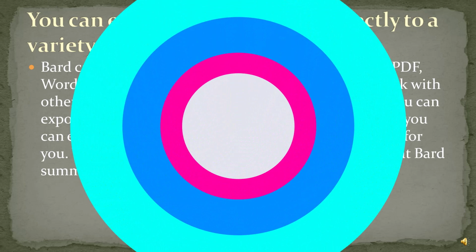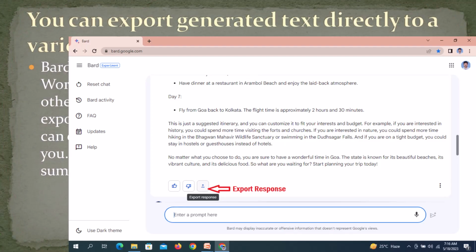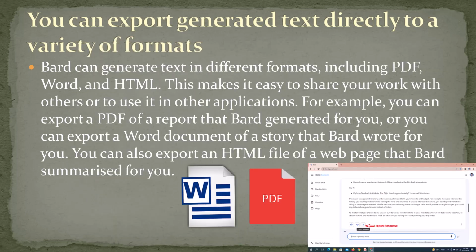Another feature is that you can export generated text directly to a variety of formats. Bard can generate text in different formats including PDF, Word and HTML. This makes it easy to share your work with others or to use it in other applications. For example, you can export a PDF of a report that Bard generated for you, or a Word document of a story that Bard wrote for you. You can also export an HTML file of a web page that Bard summarized for you.